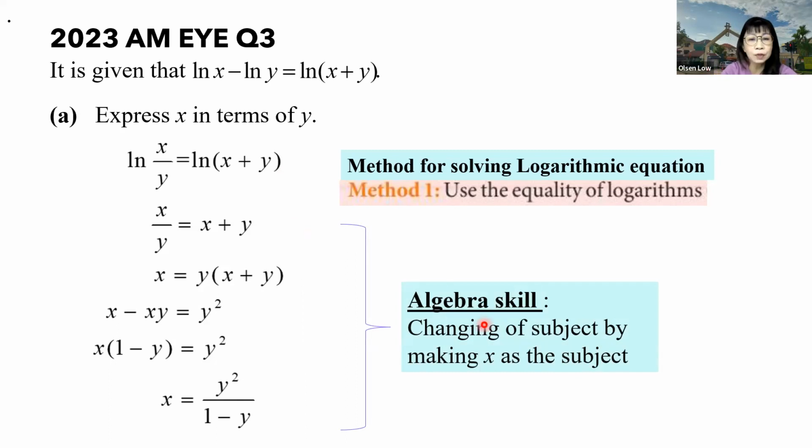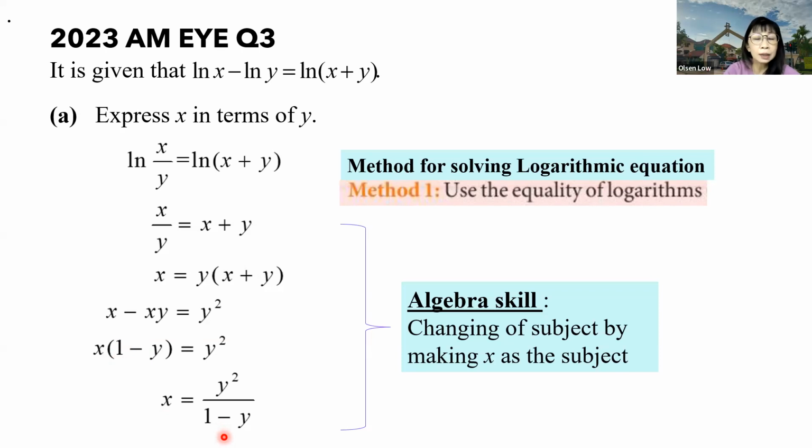So with this changing of subject, what we need to do is make x the subject. I multiply y to the right-hand side, and to make x the subject, I simply move the x terms together, and I just need to factorize out the x, and I am done. That is how I express x in terms of y.